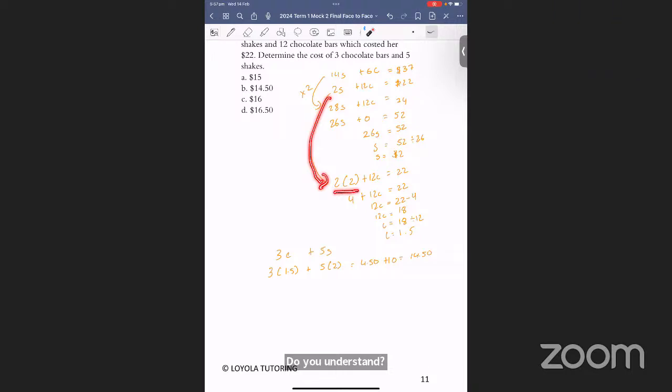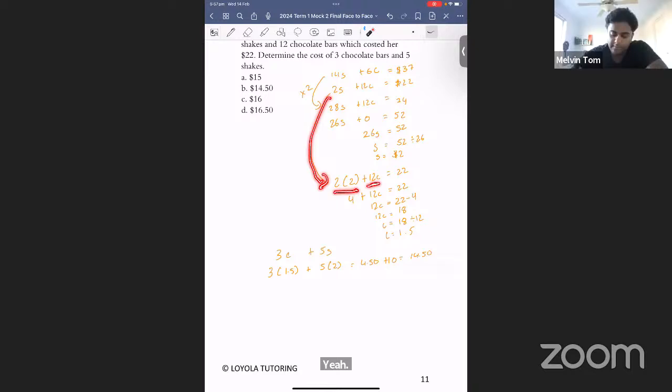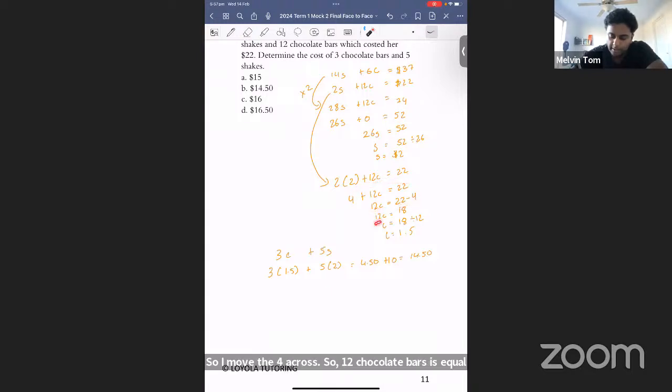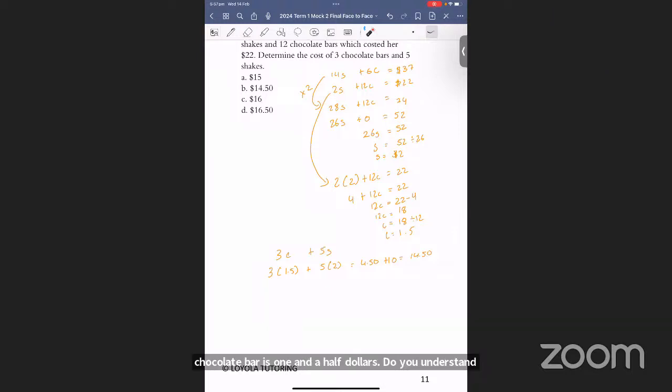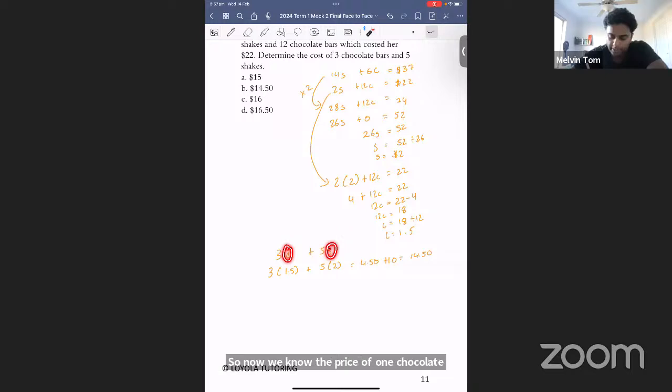So 2 times 2 is 4. Plus 12c is equal to $22. So I move the 4 across. So 12 chocolate bars is equal to 22 minus 4. 12 chocolate bars is $18. 1 chocolate bar is $1.50. Do you understand? So now we know the price of 1 chocolate bar and 1 shake.